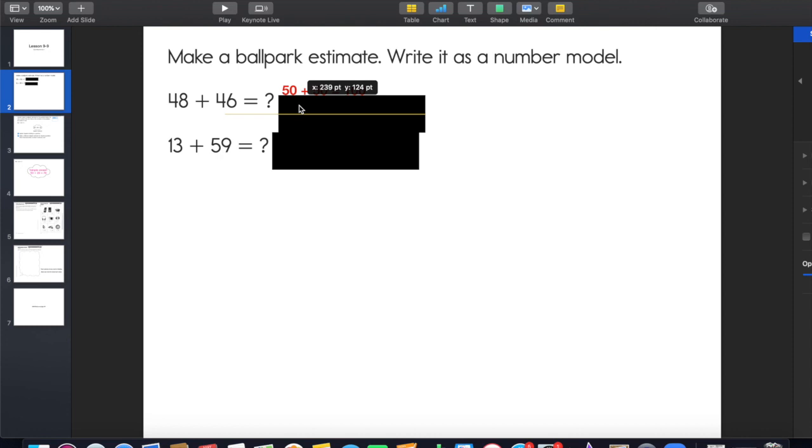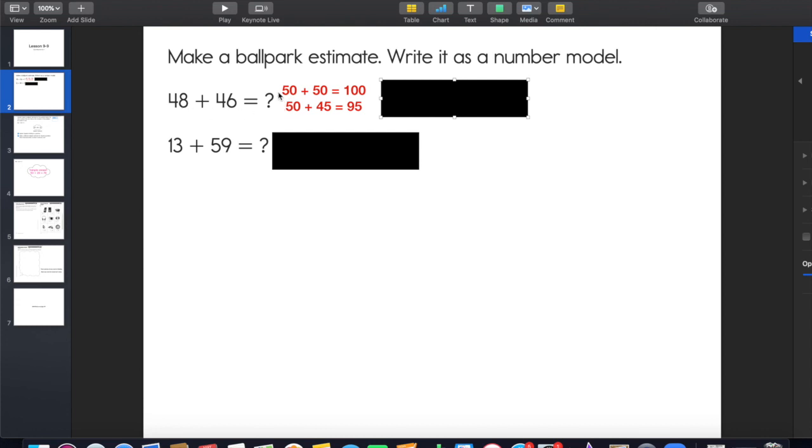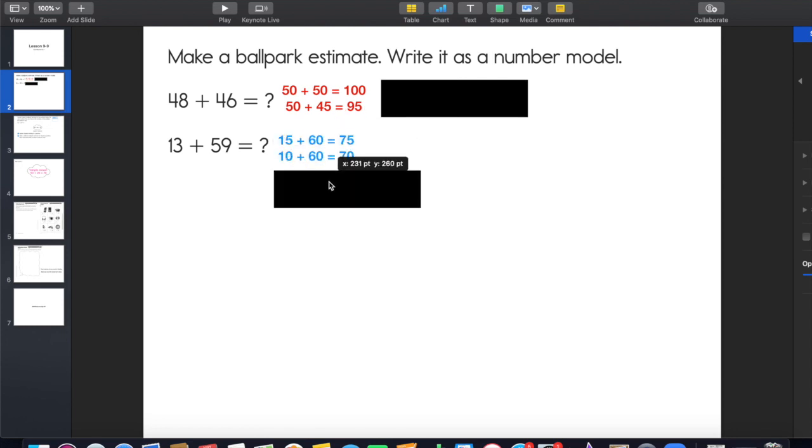Okay, I'm going to share a couple possible solutions. So you might have said your estimate is 50 plus 50 equals 100 because 48 and 46 would both round to 50. They are closer to 50 than they are to 40. So 50 plus 50 is 100. You might have also said 48 is 50, but you might have taken 46 and said, well, that's pretty close to 45. It's not exactly, but it is close, and it's easier to add a number with a 5 in the ones place. So 50 plus 45 is 95. So when you're making estimates, you're looking for a number that's close, but easier to add so that you can do some mental math.